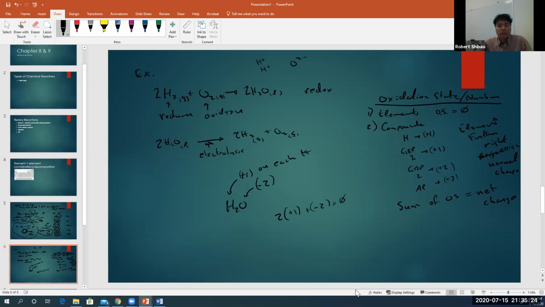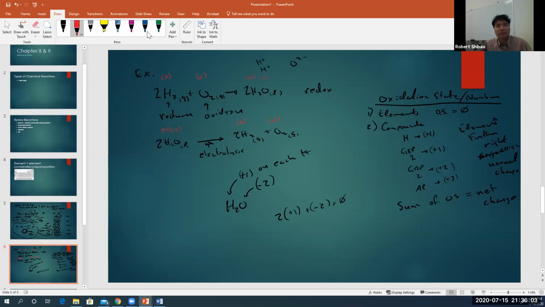What I typically do is write the oxidation states above the element, so I can keep track of them here. This will be +1. This is -2. And then this is hydrogen, the element, and elements have an oxidation state of 0. So this is 0, and this is 0. The same thing, elements, 0. So each hydrogen is 0. 0 plus 0 gives me 0. Each oxygen is 0. Over here, the hydrogen is +1, and the oxygen is -2.